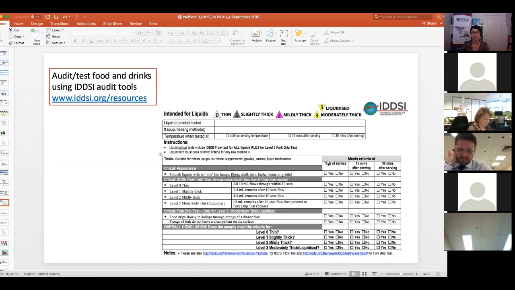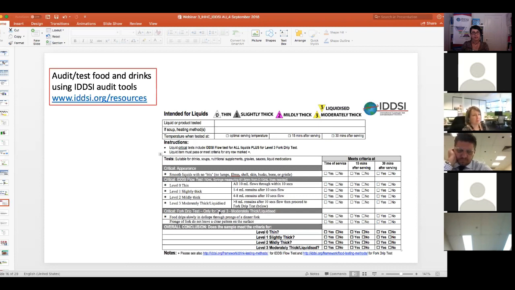So you're looking to make sure that it meets what you're looking for at the time of service, perhaps 15 minutes after service if you think there's going to be a delay. You may find after 30 minutes that it has changed, particularly if it's a hot liquid that's cooled down, then it may no longer be in spec. So these are all things to think about.